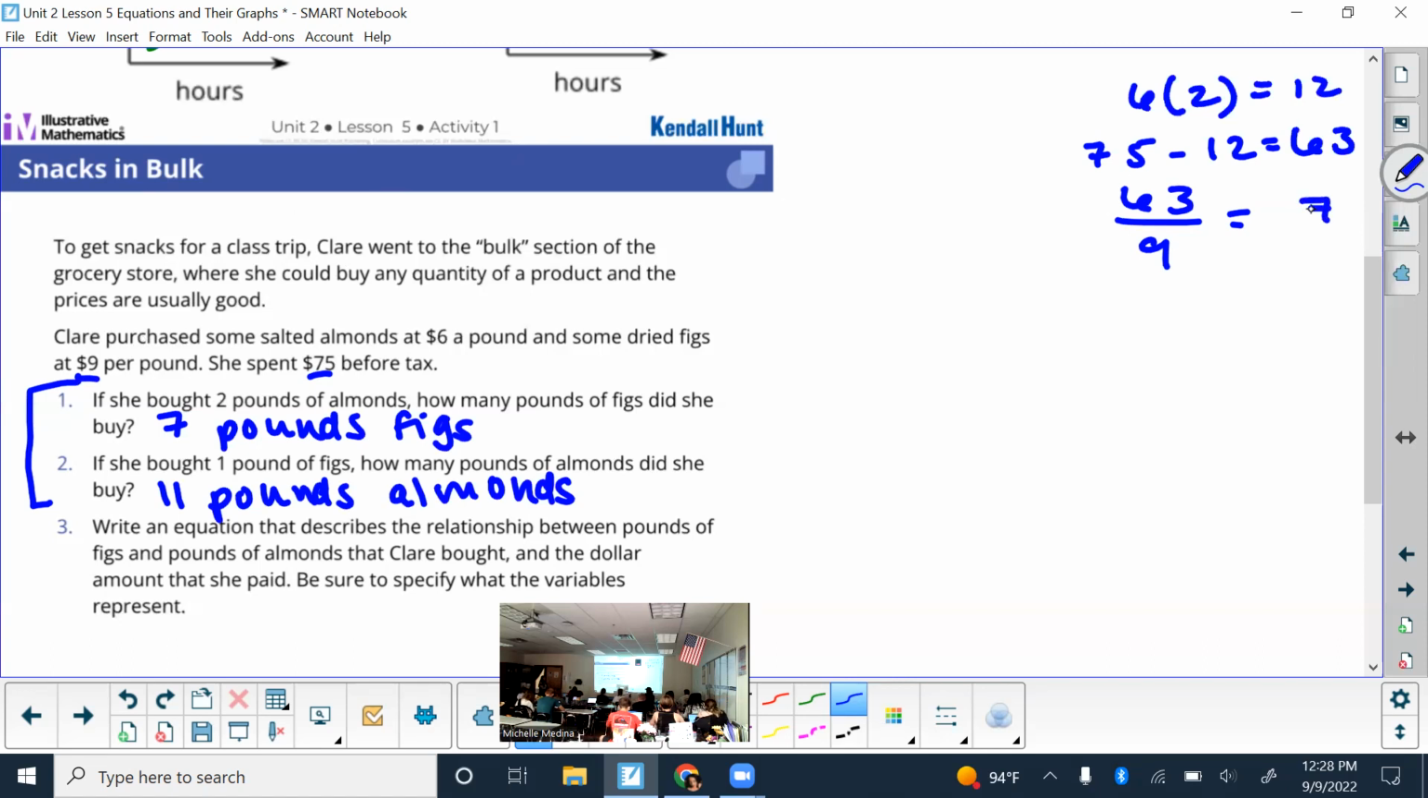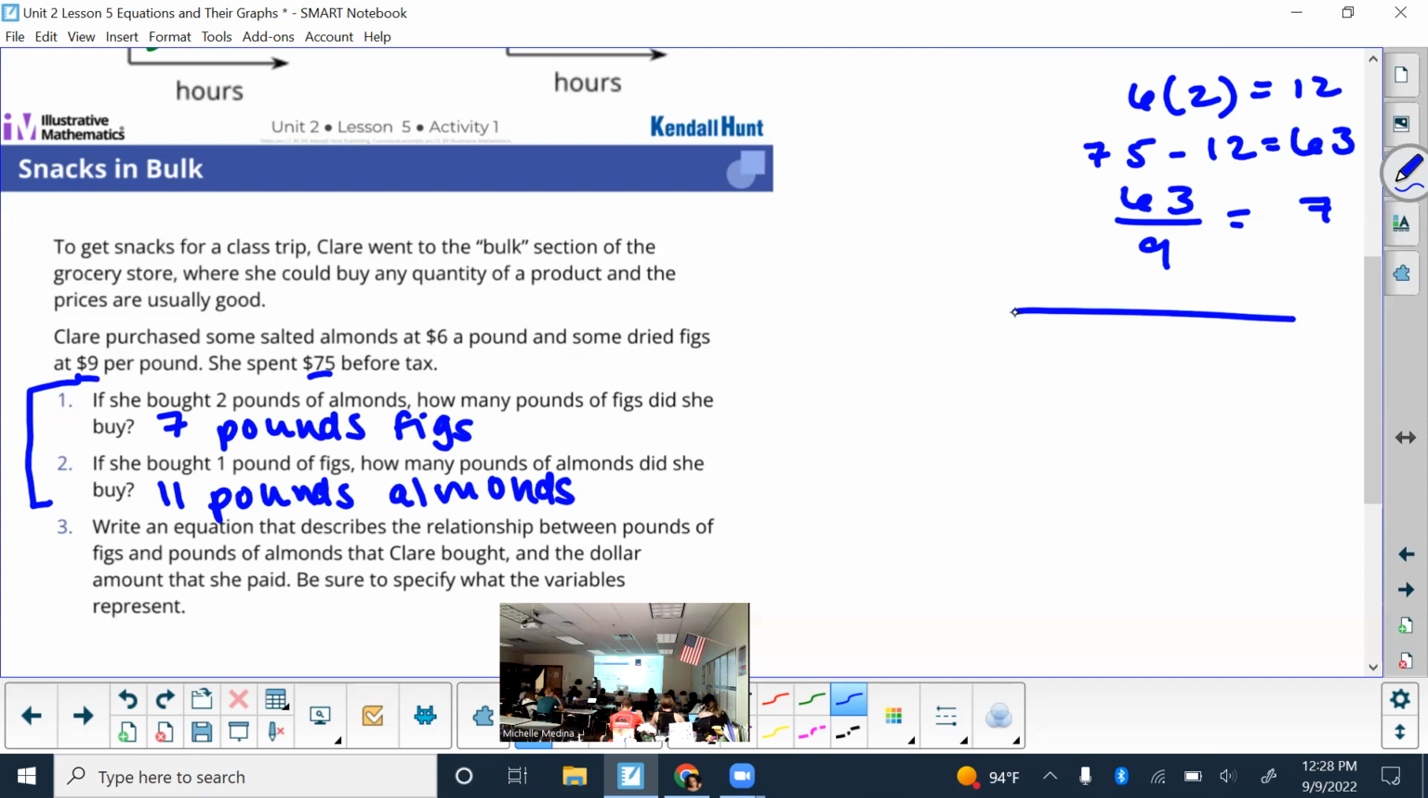Fig is like some type of plant. I don't know if it's a fruit, but it's something you eat that is grown. Is it a fruit? Yeah. I don't eat figs. I do like fig noodles, so I guess. Okay.